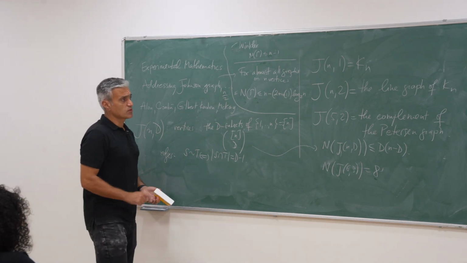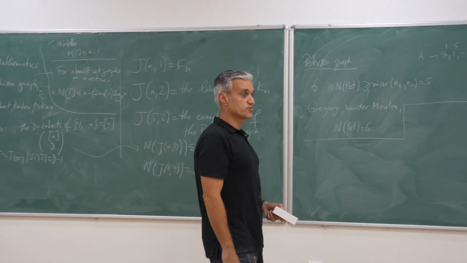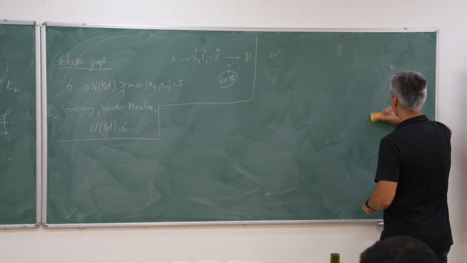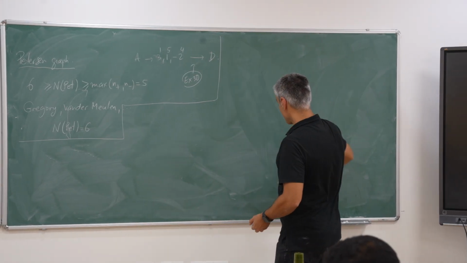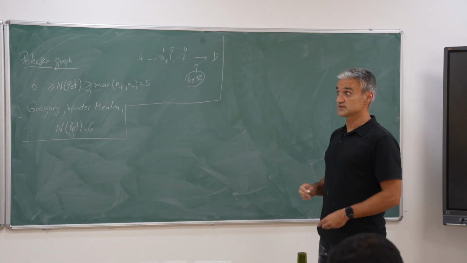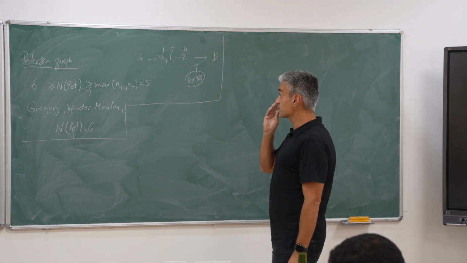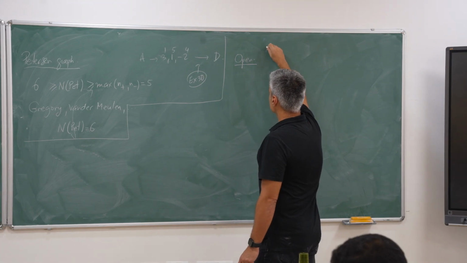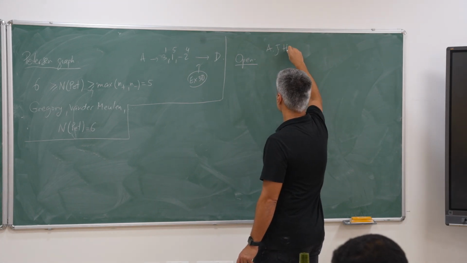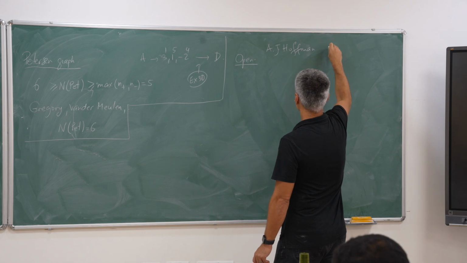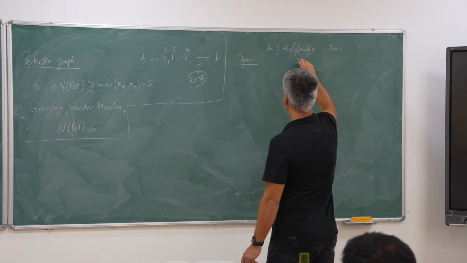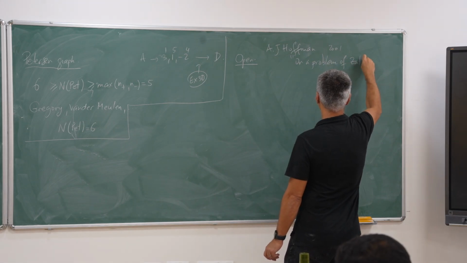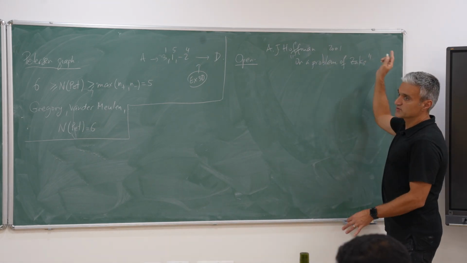Let me tell you now which one is the hardest graph for which to find this addressing. It's a very easy graph to describe, but nobody knows. So this is an open problem. There is a paper by Alan Hoffman in 2001 called On a Problem of Zaks. And Zaks studied a related problem in geometry.